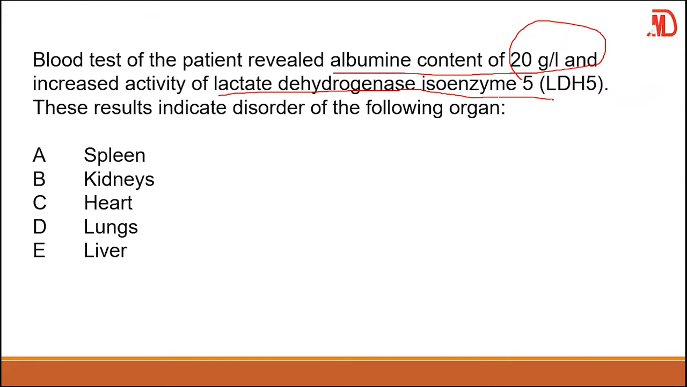But over here, we want to be dealing with LDH5. And LDH5 is mainly found in the liver. So if we're having an elevated level of LDH5, definitely we will be looking at the liver as our answer. So your answer here should be E.